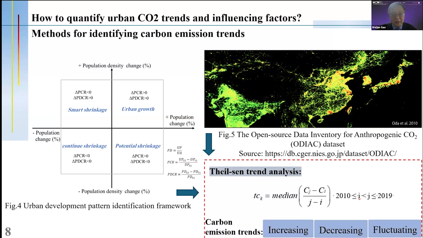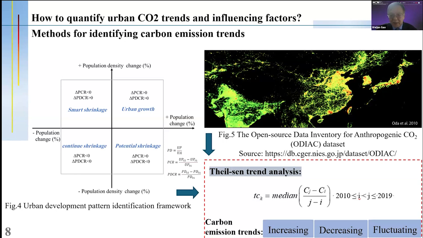We show the X is the population change, the Y is the population density. We divide into four patterns. Population increase and density increase means urban growth. And another side is continued shrinkage, meaning population and density both decrease. This is the urban pattern we define.